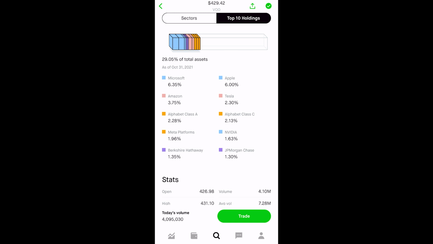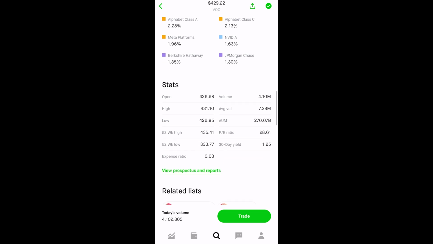Now, if you want to know exactly what the 500 holdings are inside the S&P 500 index, you are going to have to look that up elsewhere because you are only going to see the top 10 holdings here. But it is a really good quick indicator of what is inside of the ETF as far as the big holdings go. So that's what's cool about looking up an ETF on Robinhood, because they now give you this basic information of the different sectors and the top 10 holdings inside the ETF.